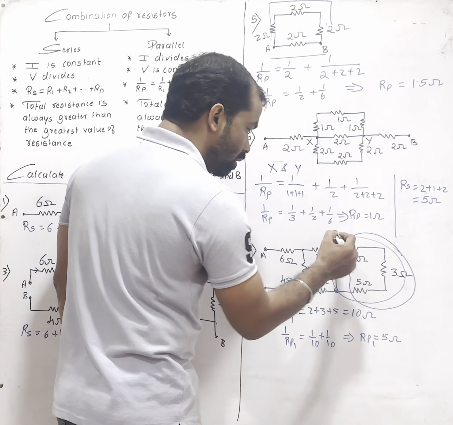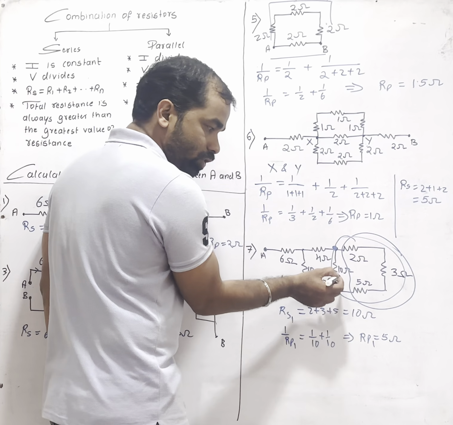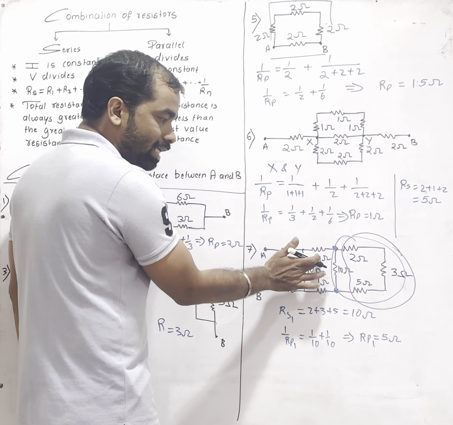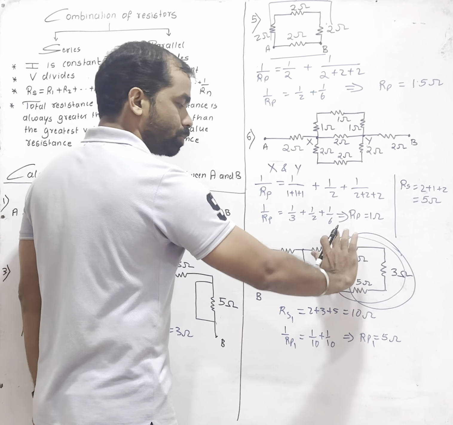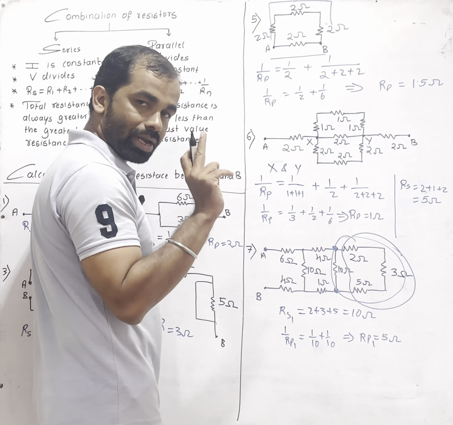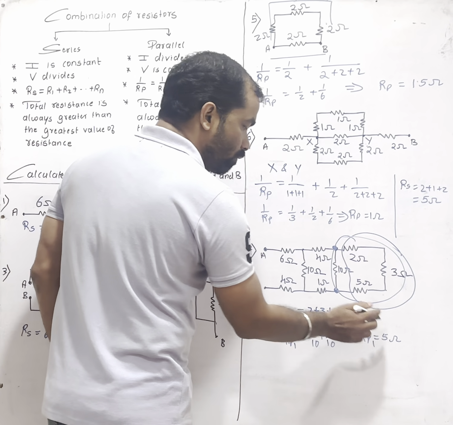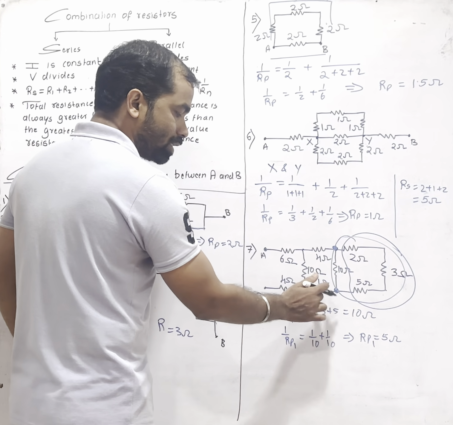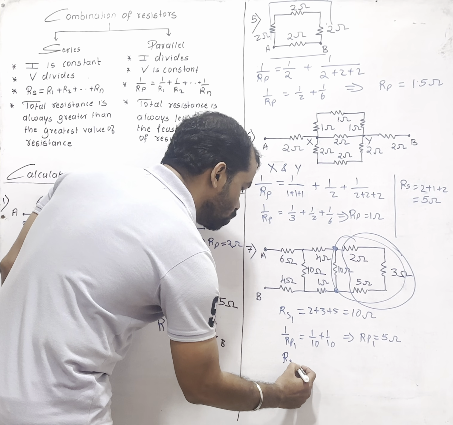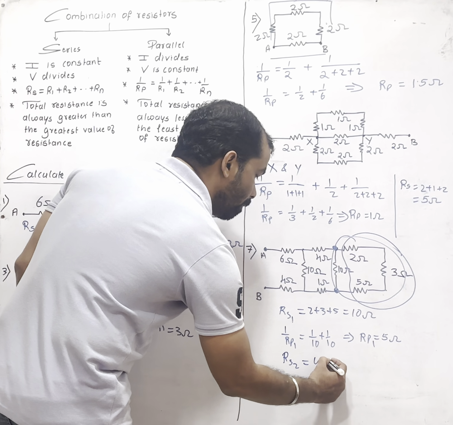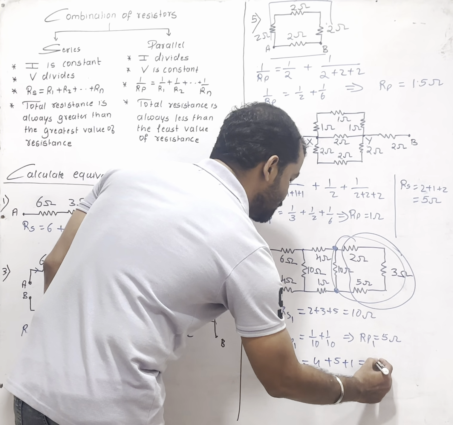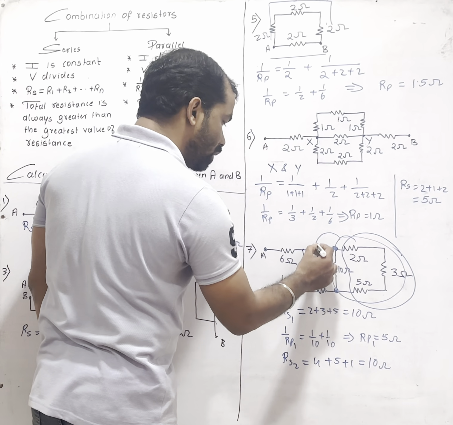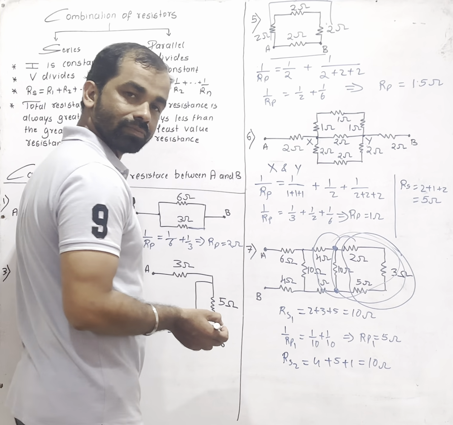So RP1 you got, means now this path also you got. Till here you solved. Now this RP which you got, 5, is coming in series with 4 and 1, because now this part is solved and is acting like one resistor having value 5 ohm. So RS2 will be 4 ohm plus 5 ohm, which we got as RP, plus 1 ohm, that is 10 ohm. So now this total value came 10.